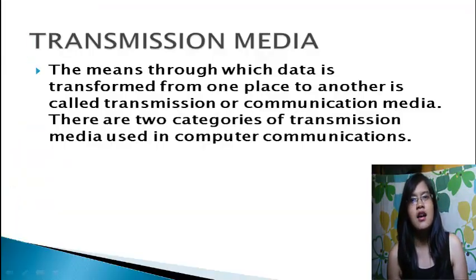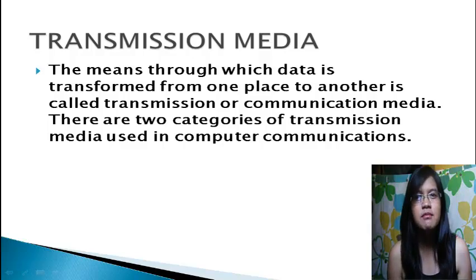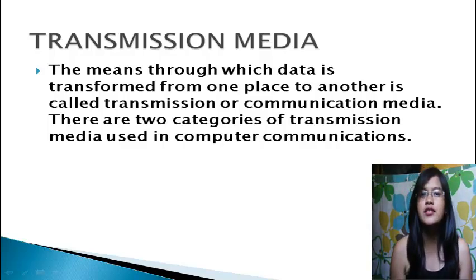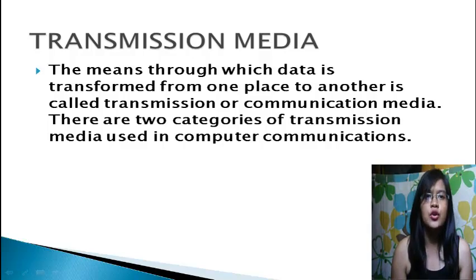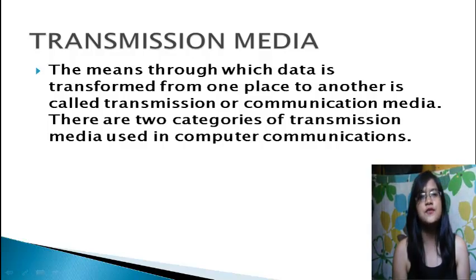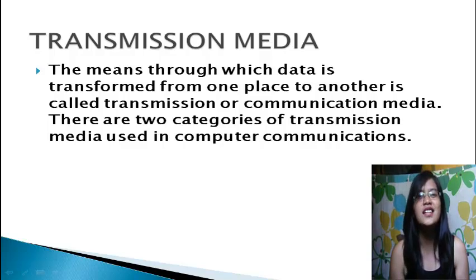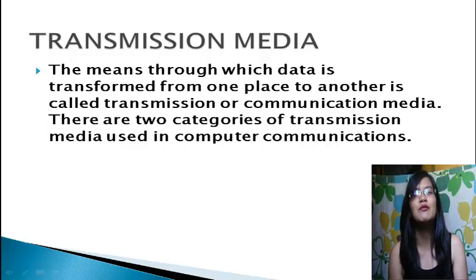Communication networks employ a variety of transmission media, ranging from copper wires to satellite channels, to transport the user's information. Transmission media is a physical path for the communication signal. It means through which the data is transferred from one place to another. And it is divided into two major categories, the unbounded and bounded media.